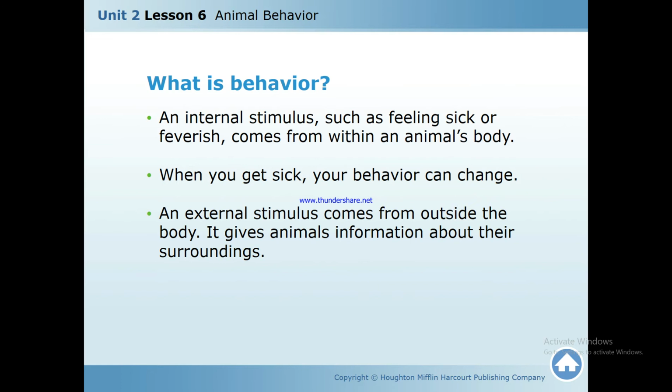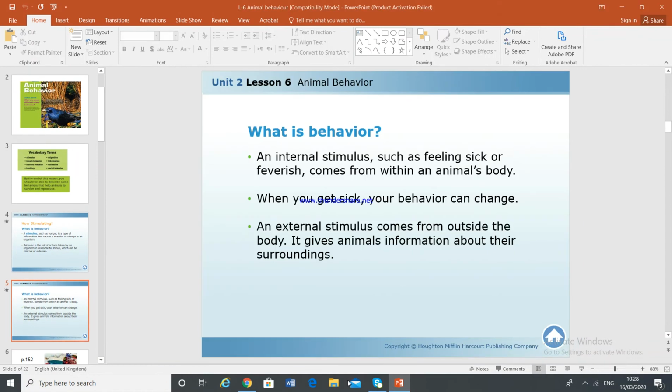Okay? Again, let me give you one more example. If a rabbit hears a fox hunting nearby, the rabbit might run away. The sound of a fox is an external stimulus. So I'm sure I have made you clearly understand internal stimulus and external stimulus. Okay? So let us watch a small video which will make the lesson more interesting.